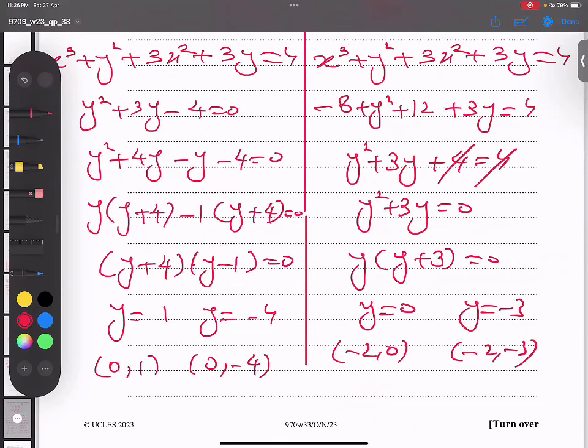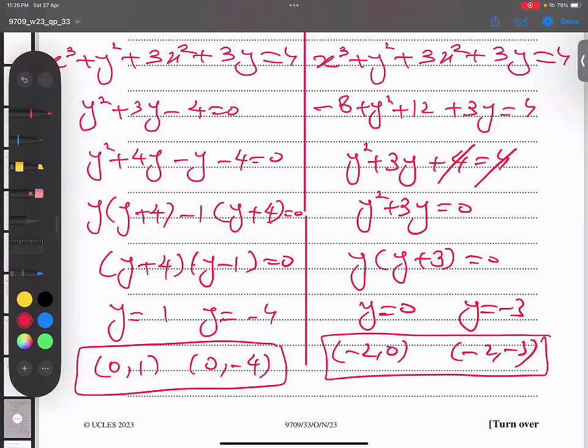Let me check. Finally, I get x 0, y 1 and negative 4, and x negative 2, y 0 and negative 3. I think the idea is very clear, and we got 4 answers. So let's go for the next question.